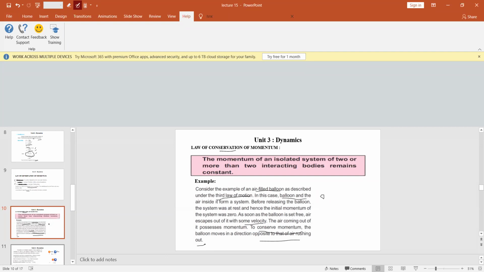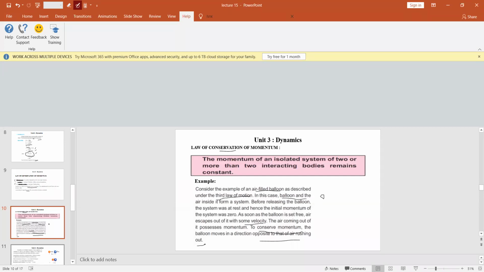Our main aim is to keep the momentum unchanged. So how can we keep the momentum unchanged? See, if the balloon is moving in the forward direction, the air is coming out in the opposite direction, and at some point the balloon will again be in a state of rest, meaning again the velocity will be zero. So the momentum of an isolated system of objects remains conserved.